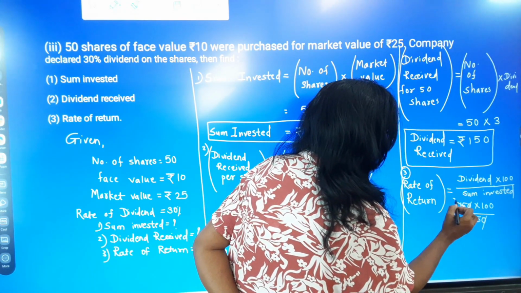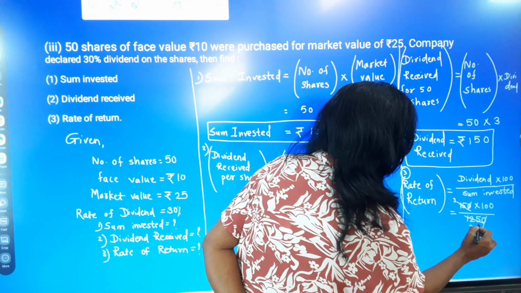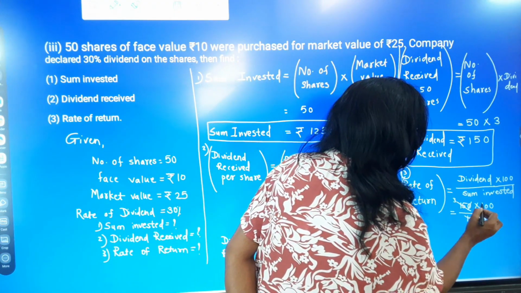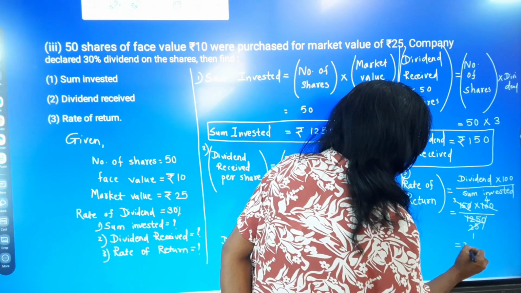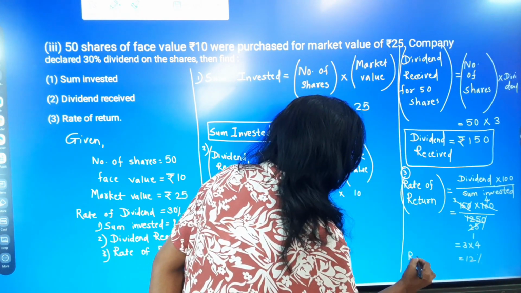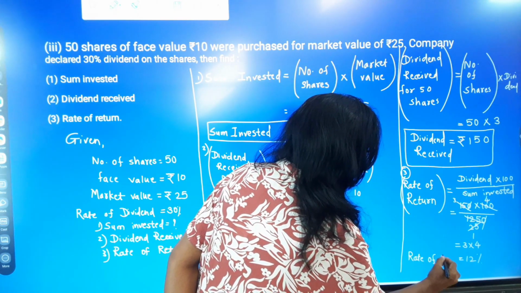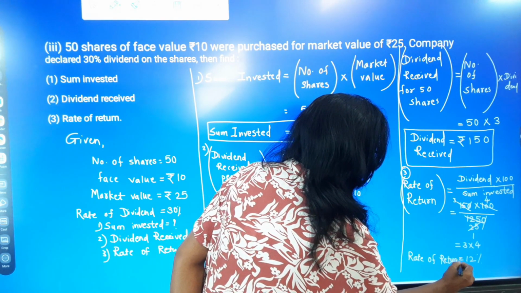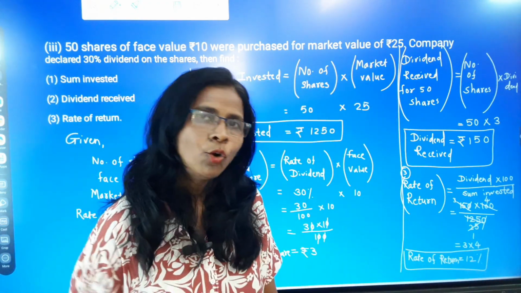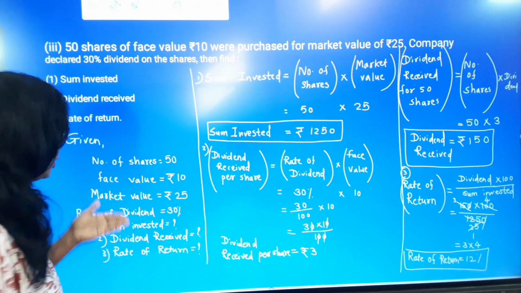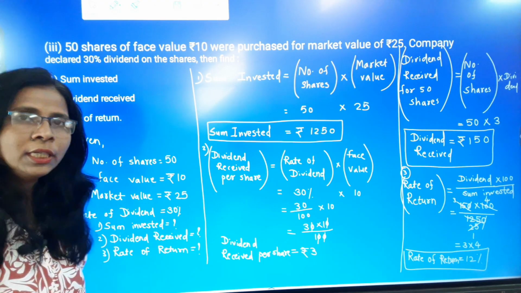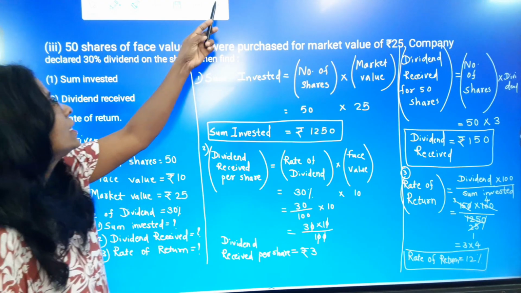Now here the 0 gets cancelled. So 5 3s are 15, 5 2s are 10, 5 5s are 25. Now 25 ones are 25 and 25 fours are 100. So here, students, 3 into 4 means 12%. That is the rate of return. Rate of return is equal to 12%. Okay, students, so one by one we calculated all these quantities: the sum invested, the dividend received, and the rate of return.